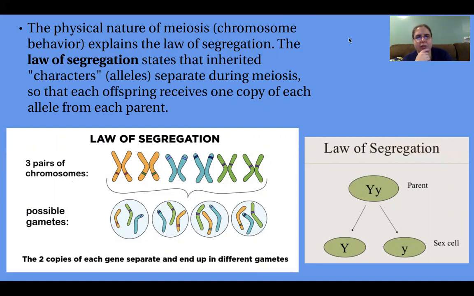So the physical nature of meiosis explains the law of segregation. What we mean by that is the chromosome behavior, how you take the homologous chromosomes and you separate them. That explains the law of segregation. The law of segregation states that inherited characters or alleles separate during meiosis so that each offspring receives one copy of each allele from each parent. Now, we've already talked about that earlier in this PowerPoint, so I'm not going to get into that a whole lot. We've looked at both these pictures already.